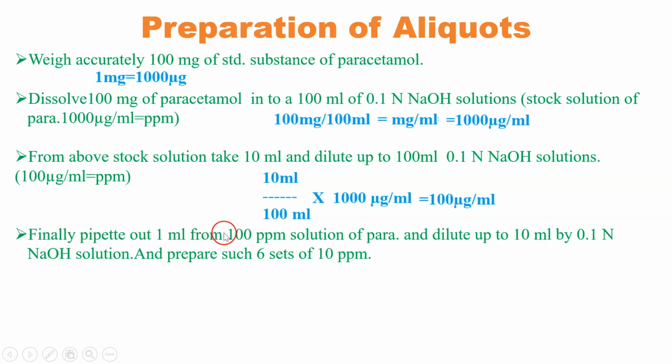So pipette out 1 ml from the 100 ppm solution of paracetamol and dilute up to 10 ml by 0.1 normal NaOH and prepare such 6 sets of 10 ppm. Let's see the calculation for 10 ppm. We have taken 1 ml from 100 ppm and dissolved in 10 ml. So the final concentration will be 10 ppm. We have to prepare such 6 sets and take the absorbance on UV.